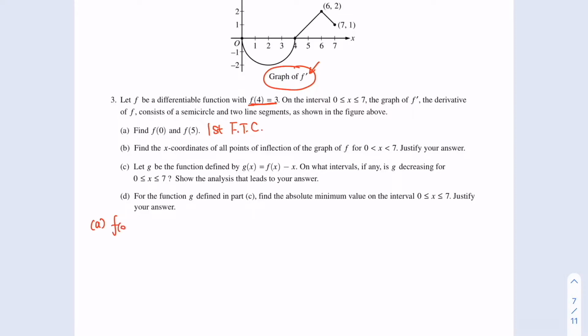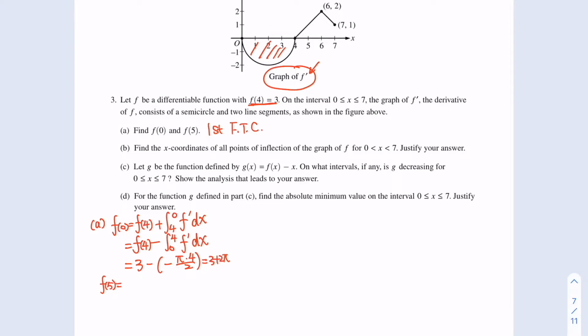f(0) equals f(4) plus the integral from 4 to 0 of f prime dx, which is f(4) minus the integral from 0 to 4 of f prime dx. Because the function is given, we have to use the picture here, the area given here, which is the semicircle. f(0) equals 3 minus negative pi r squared over 2, which gives us 3 plus 2 pi.